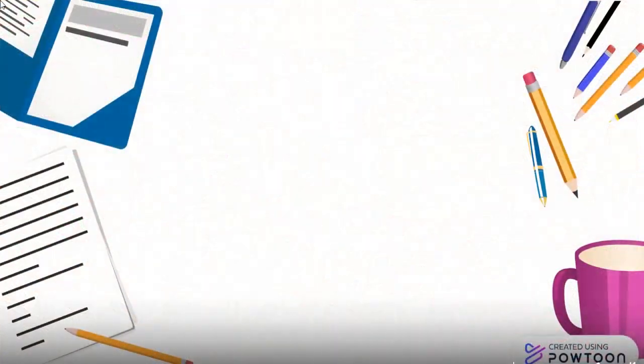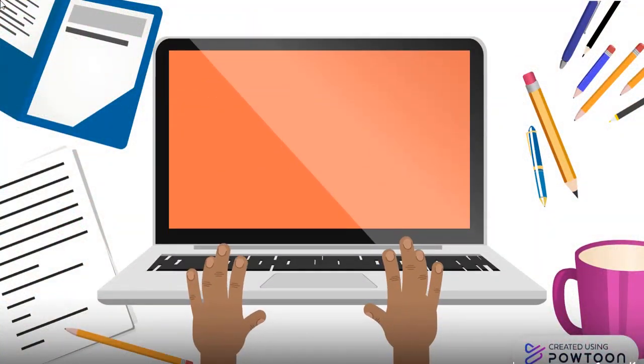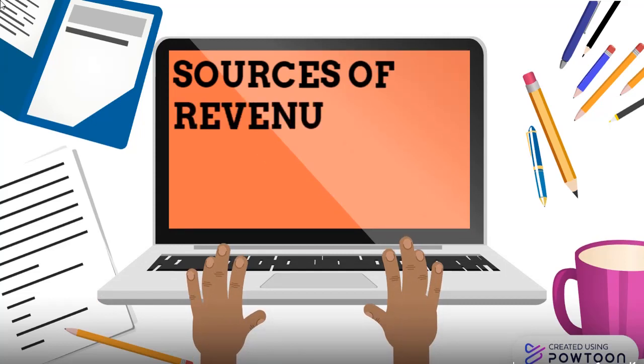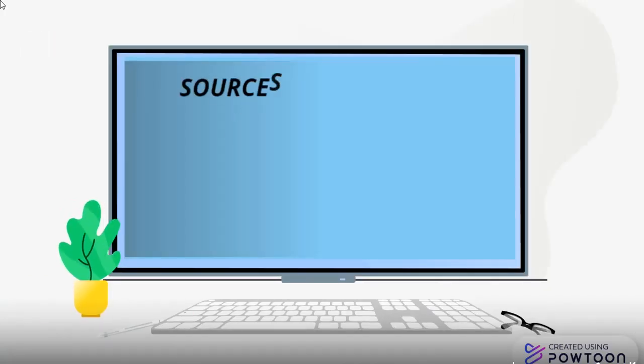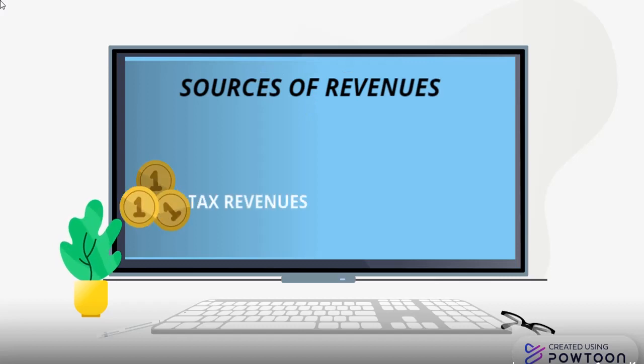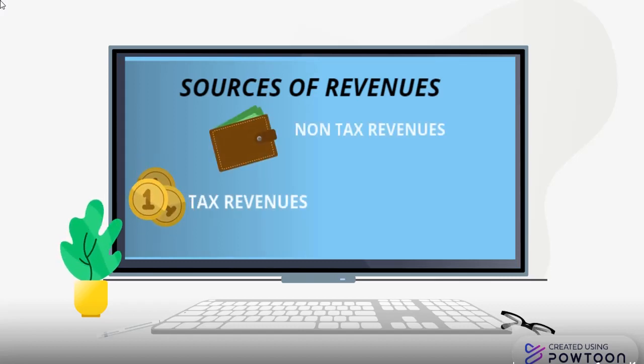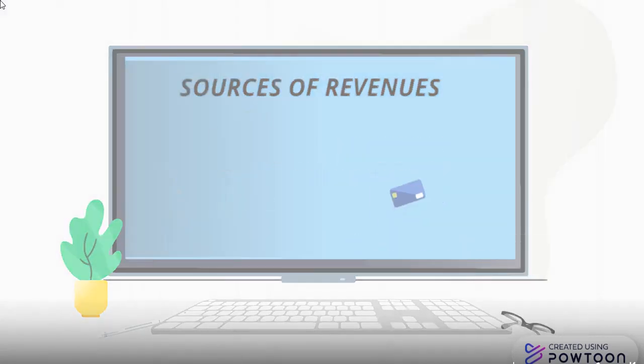Bismillahirrahmanirrahim. Today, my group will present about the sources of revenue for the Malaysian government. Let's go. There are three sources of revenue. First is tax revenue, second is non-tax revenue, and the last one is non-revenue receipt.